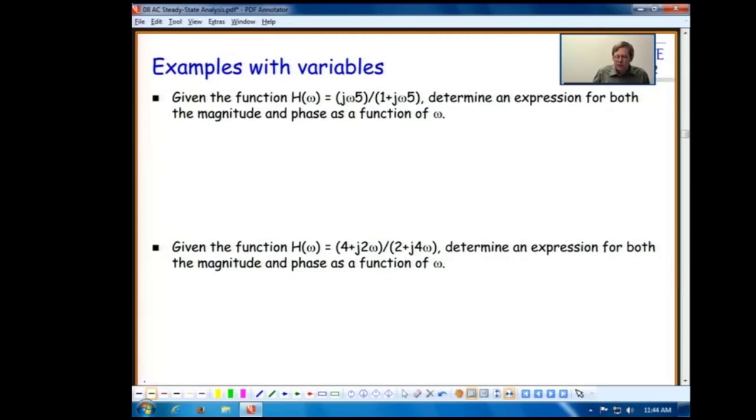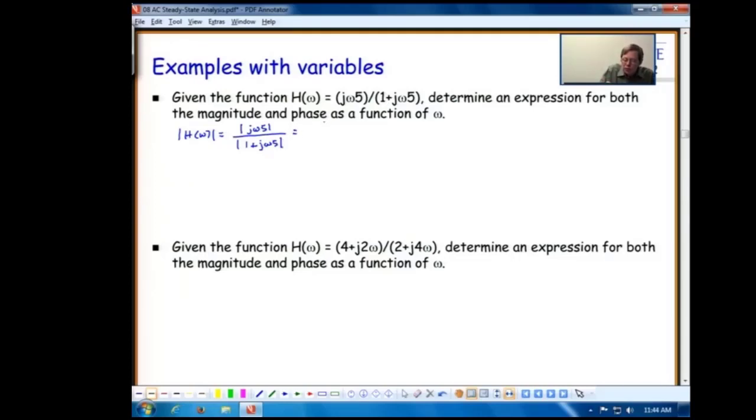We have to do each piece separately. So this is the rectangular form. If I want the magnitude of H of omega, I need the magnitude of the numerator, which is j omega 5, and I have to divide that by the magnitude of the denominator, which is 1 plus j omega 5.